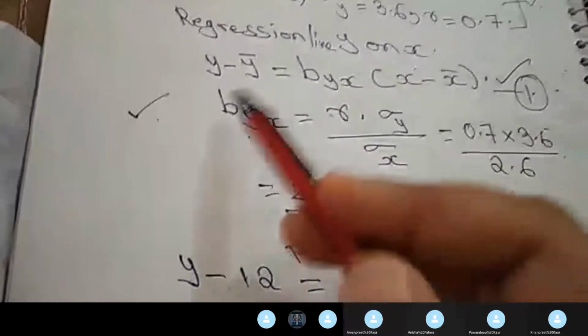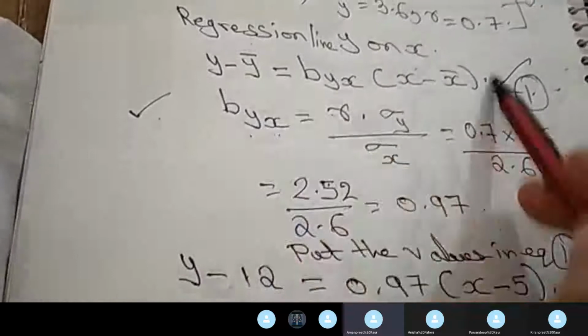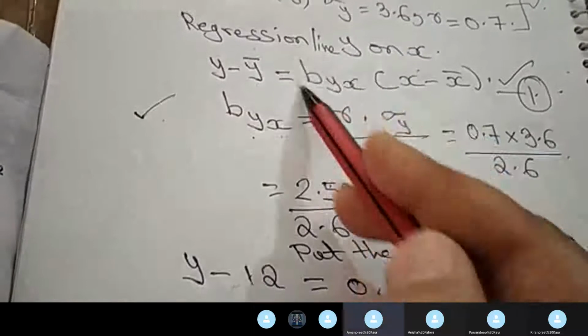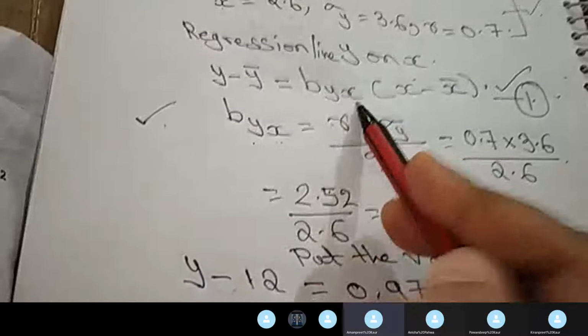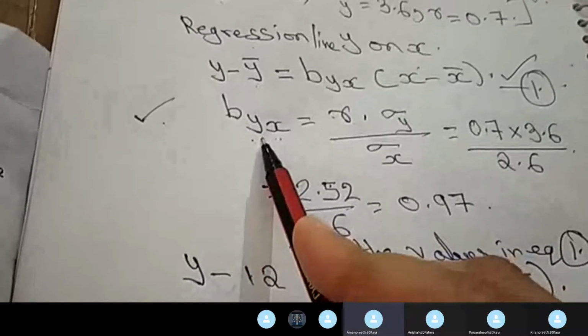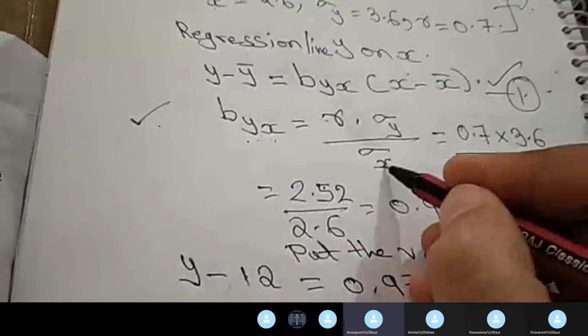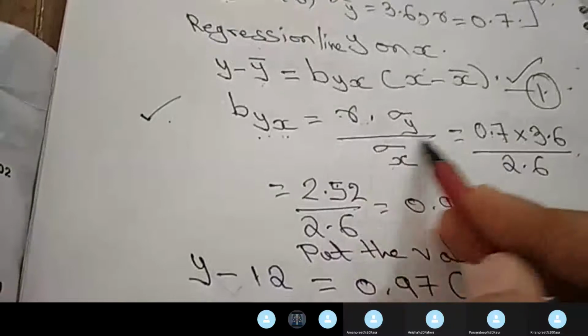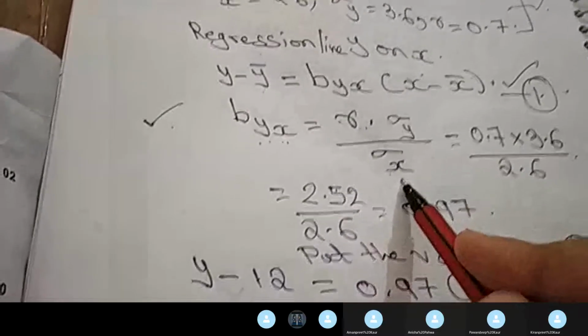Yes, ma'am. Okay. In this whole regression line, what are the unknown things? Y bar, byx, and x bar. Out of these three things, x bar and y bar are already given to us. So what is left? We are left with the unknown thing byx, which is the regression coefficient y on x. And the formula for regression coefficient y on x in terms of standard deviation was already given to you. That was r into standard deviation with respect to y divided by standard deviation with respect to x. Then after this formula, just put the values of r, sigma x and sigma y. That's all.